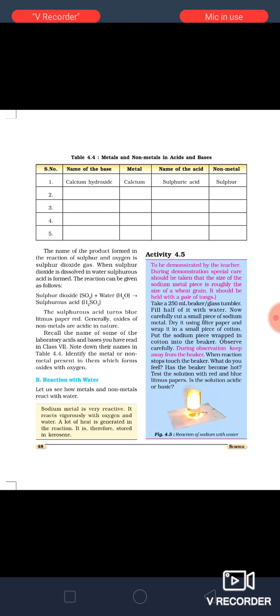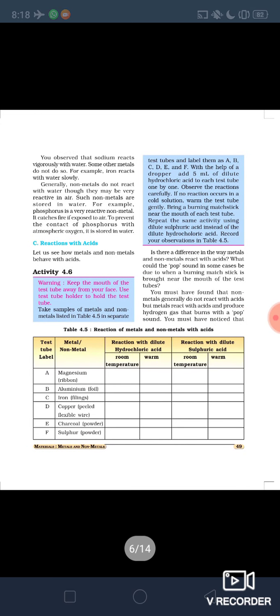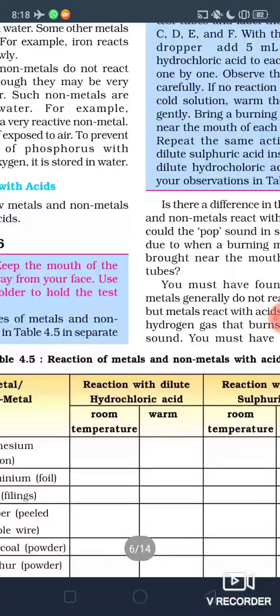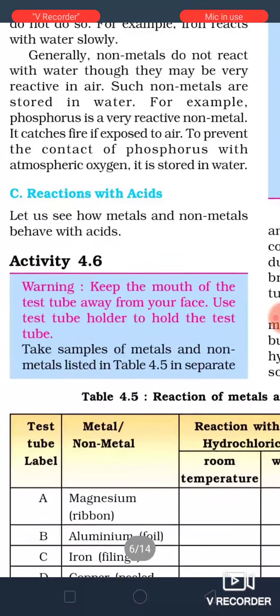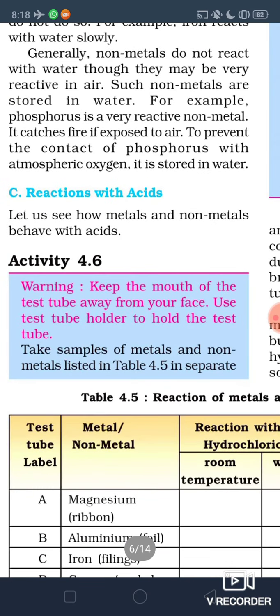So today we'll see the reaction of metals with acids. We'll see with one experiment whether metals and non-metals react with acid or not. Does metal react with acid or not, does non-metal react with acid or not.